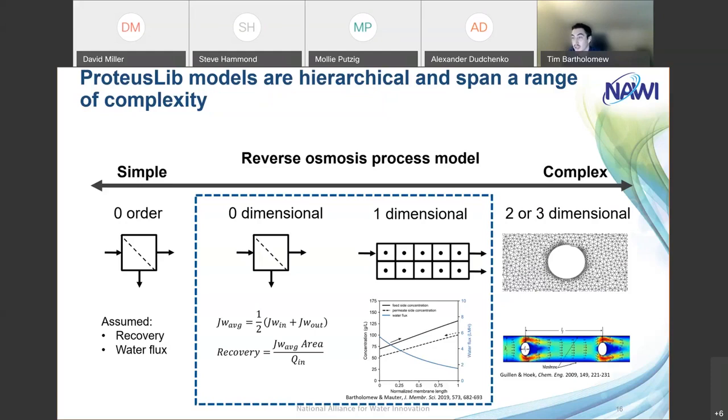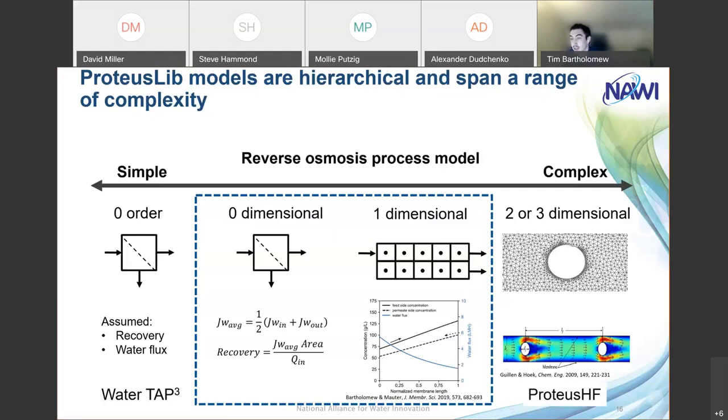These ranges that we don't address as much, for example, the very simple order models, those are more aligned with water taps. It's another team within NAWI on their techno-economic modeling platform approach. And so they use very simple models, but detailed cost models in order to estimate the techno-economic feasibility and screen technologies. We are currently working with that team to integrate those models into the ProteusLib framework and make them compatible to be one integrated tool.